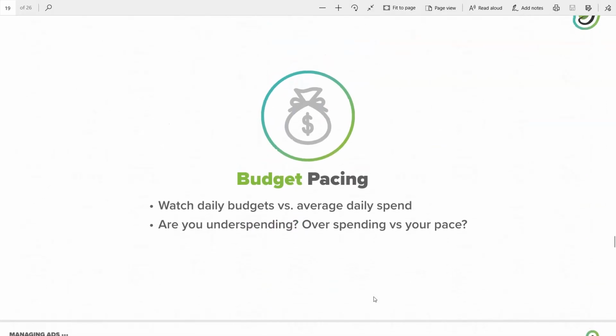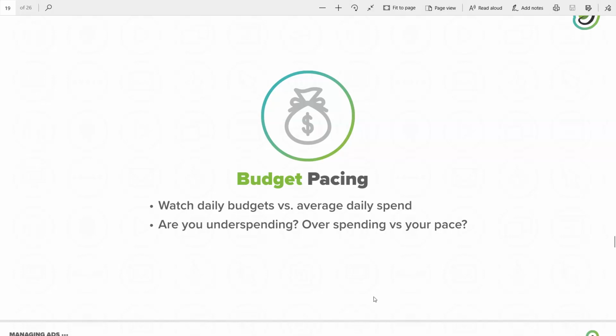Budget pacing, this is a very tricky thing. When you are determining a daily budget, it's based on what your monthly budget is. So for example, if you have a $3,000 a month budget and you want to run all 30 days, then you've got $100 a day to spend.